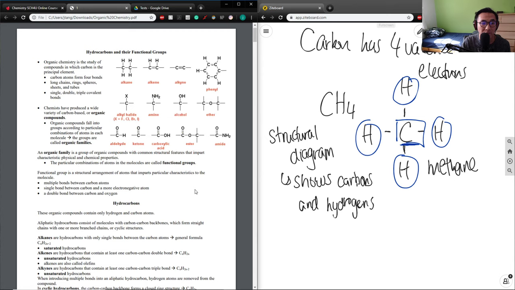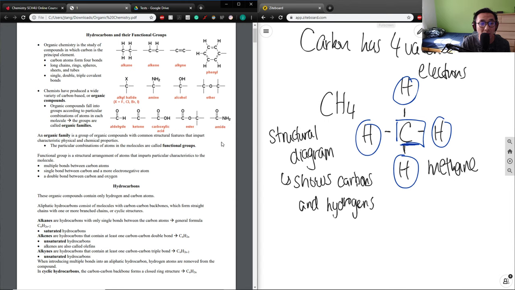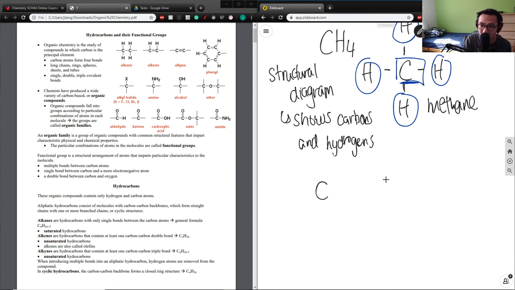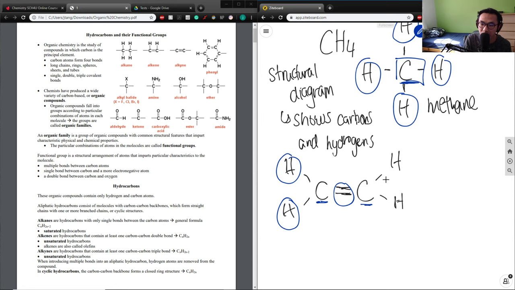Again, functional groups are a structural arrangement of atoms. What we can do is have multiple bonds between carbon atoms. So for example, in this example we had methane, but if I had a carbon double bonded to a carbon, and remember, carbon can make four bonds, right? So again, I have this H here, one H here, one H here. So in this case, I have one carbon here. It's going to be double bonded to another carbon. And because carbon can make two more bonds, it's going to just bond to hydrogen. So in this case, I have two carbons, C2, and then I have one, two, three, four, H4.